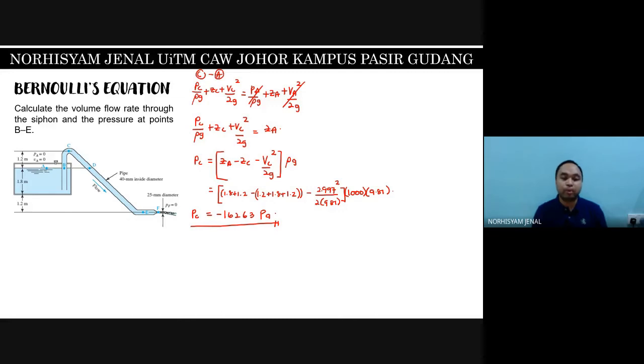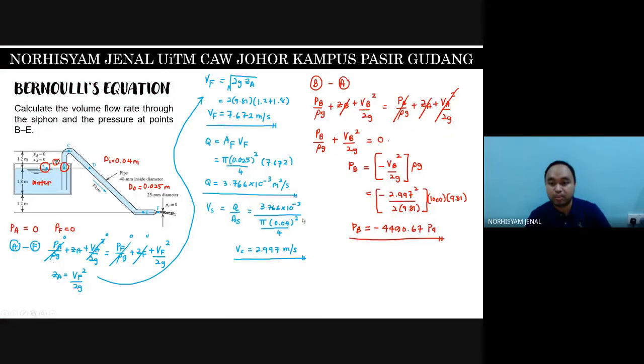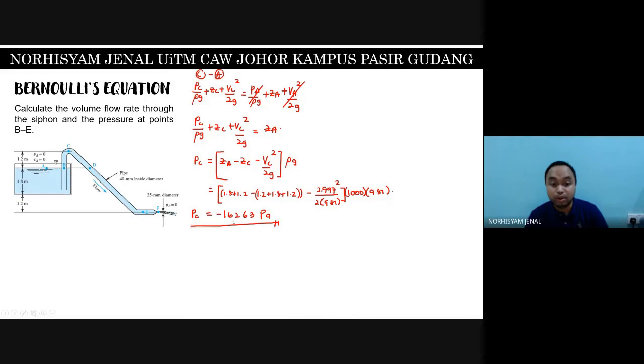Okay, so as we assumed earlier, PC is lower than PB, so the liquid should move from point B to point C. If PC is much smaller in magnitude than this number, for example, this is negative 4490, if PC is negative 2000, liquid from PB should not be able to come out to PC. Because PC has a bigger number over here, which is negative 16263, but in a negative condition, PC is lower in pressure, it means liquid can come out to PC.